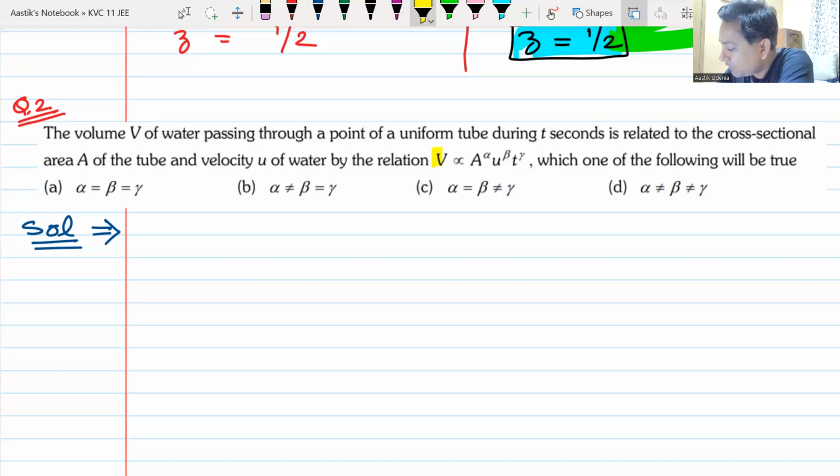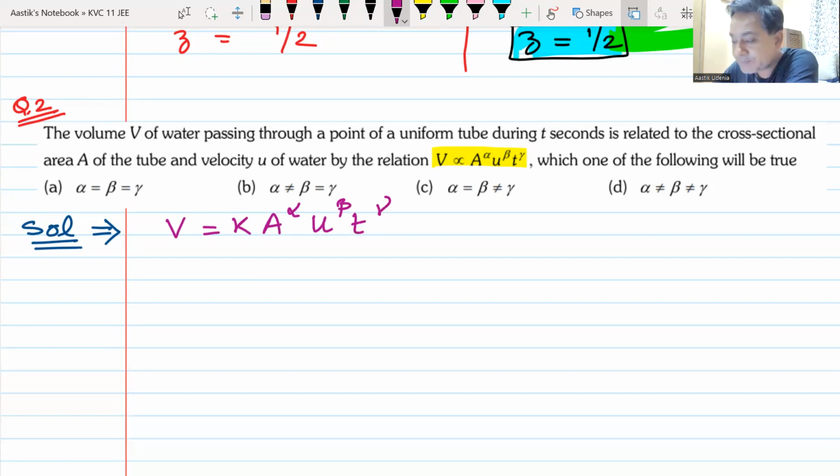Step number 1 is already written on the question, the yellow thing. I'll just write it. V is equal to K. I cannot get the value of K. Not a problem. A raised to the power of alpha, U raised to the power of beta, and T raised to the power of gamma.